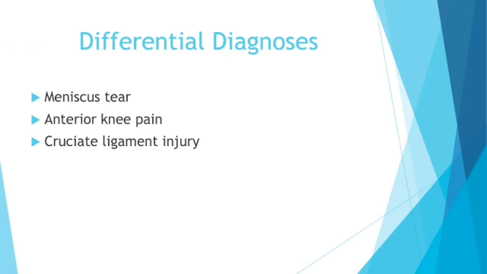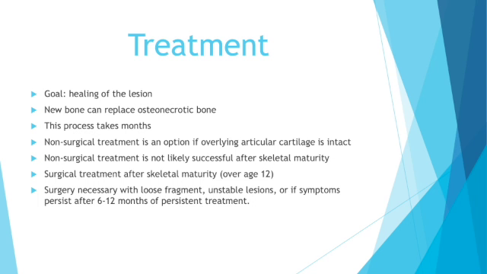Differential diagnoses include meniscus tear, anterior knee pain, and cruciate ligament injuries. Treatment, obviously the goal is healing of the lesion. New bone can replace that osteonecrotic bone if there's a good blood supply there, but the process takes months.